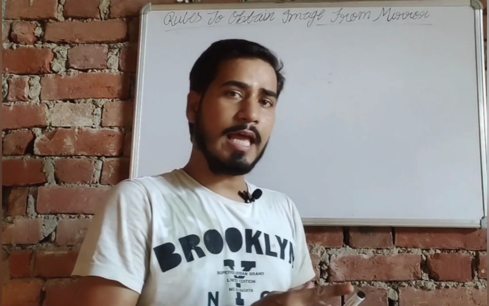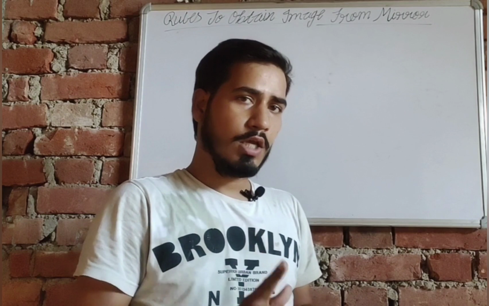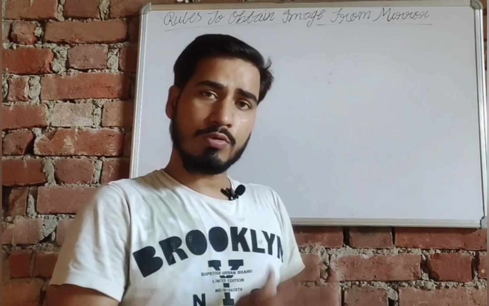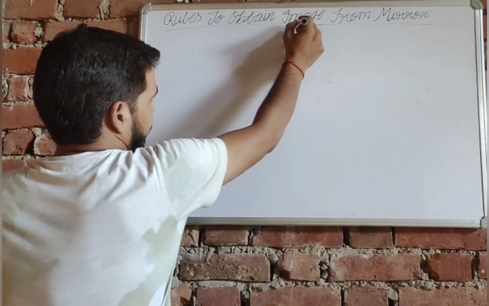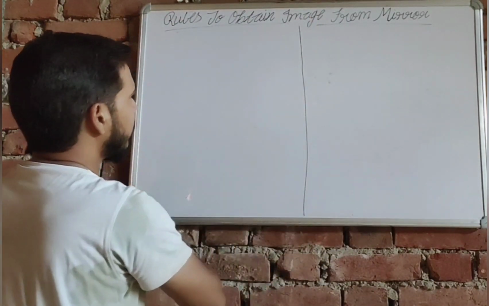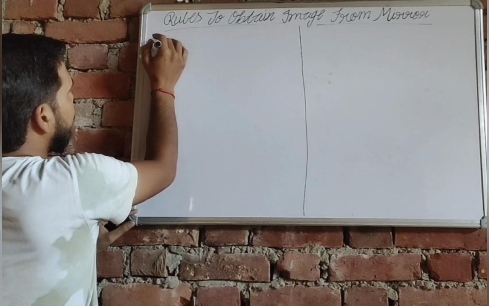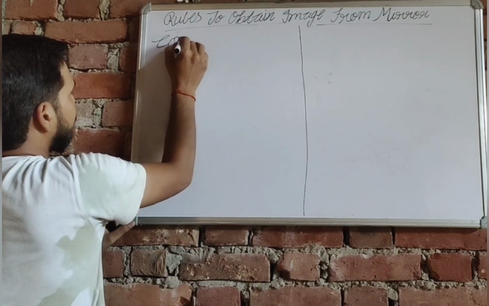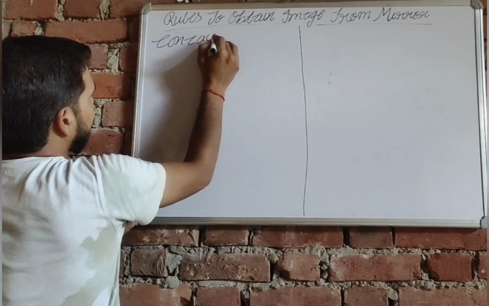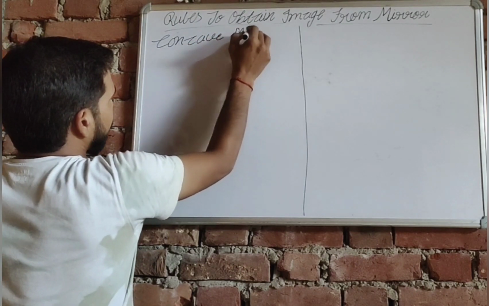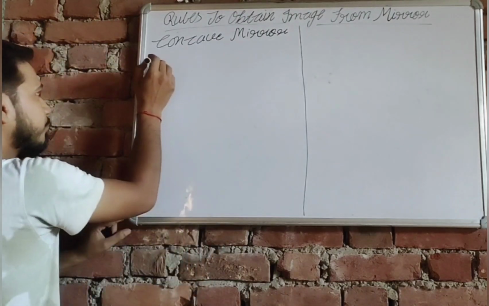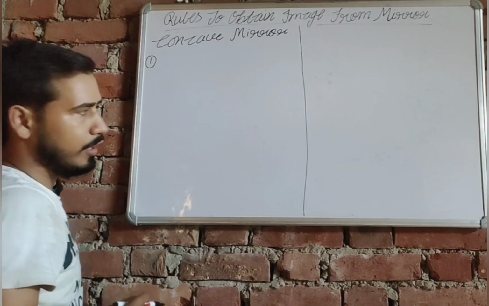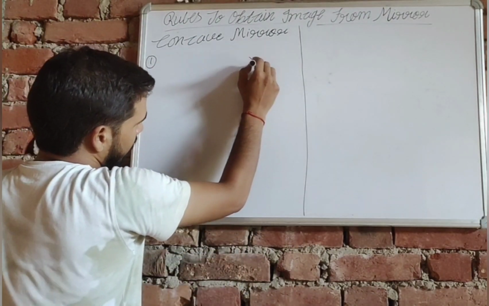That's why the ray diagram will be different in both cases. So we will study these rules separately for concave mirror and then for convex mirror. First, let's see for the concave mirror. So for the concave mirror, here I am constructing a concave mirror.